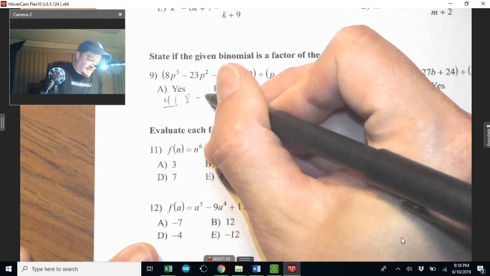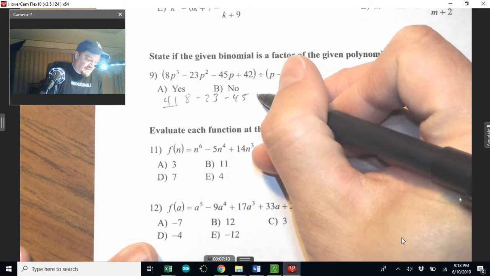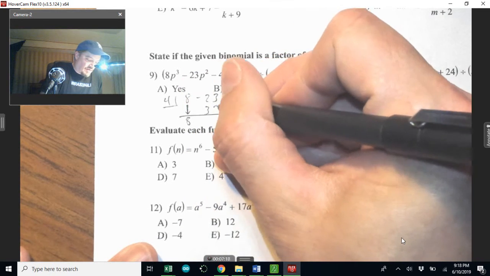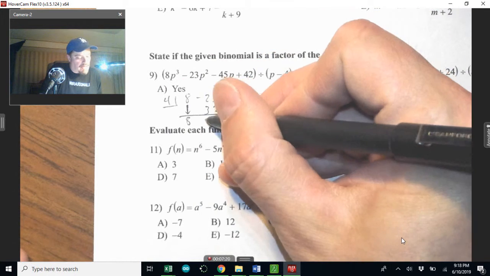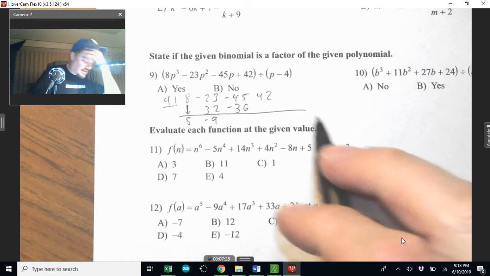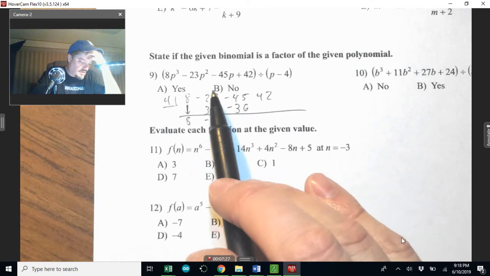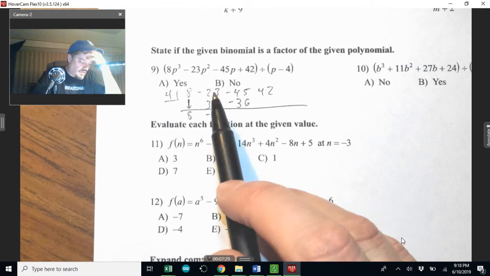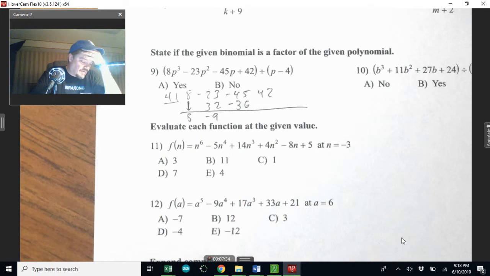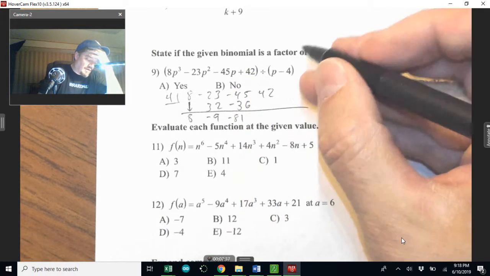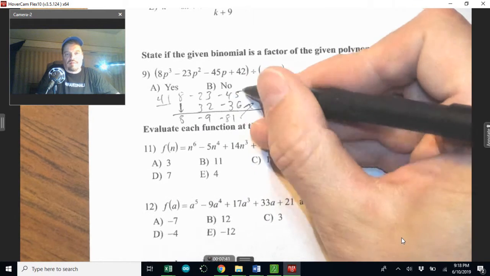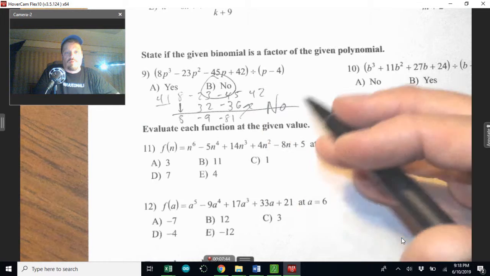So 8, negative 3, negative 45, positive 42. Got 8, drop the 8. Okay, that's 32. That is 9, negative 9, negative 36. I feel like that got out of control pretty quick. 32, is that negative 9? Yeah, I was right. Negative 36, negative 81, and then, yeah, that's too large. So the answer is no. Okay, so that would be B. All right, there's no remainder of 0.